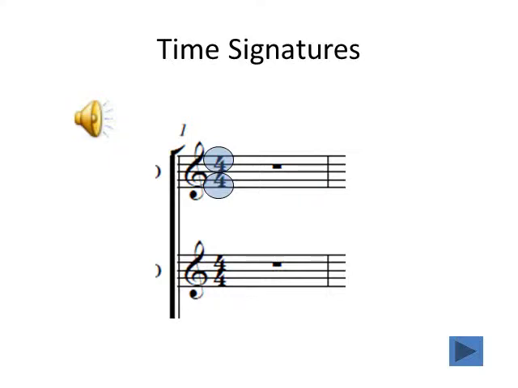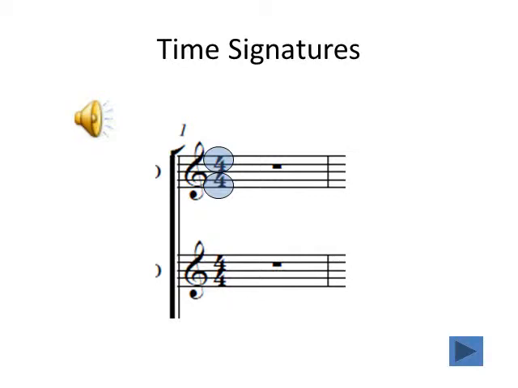If the bottom number is a 4, then it's referring to quarter notes. So this music has a time signature of 4 quarter notes to every bar. This does not mean that every bar of music will actually have 4 quarter notes in it. It means that the time value of the notes in the bar will add up to the same time value as 4 quarter notes. Most of the music we sing is in what's called 4/4 time, or common time.